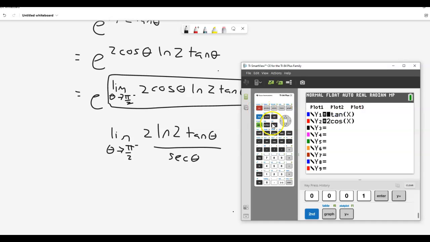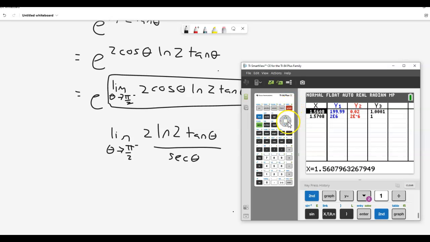So let's go over here and actually do secant of theta and see what happens as we get closer and closer to pi over 2. Remember, secant of theta is the same as 1 over sine of theta. So that's how I'm going to do it: 1 divided by sine of x in this case. And enter, and we can see that it looks like the bottom is getting closer and closer to 1.